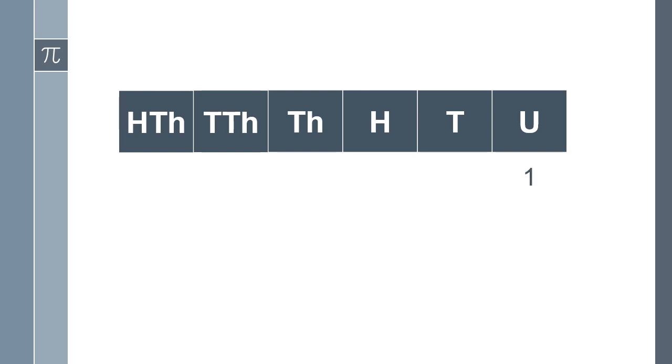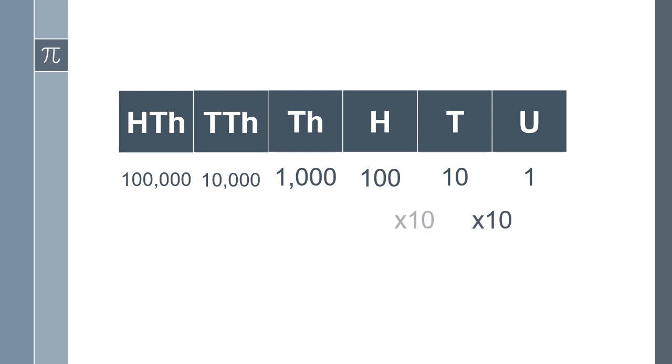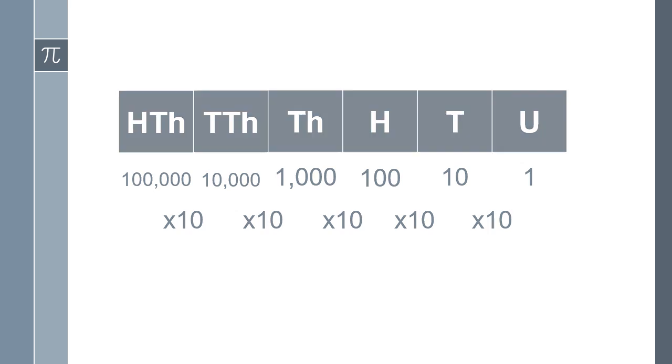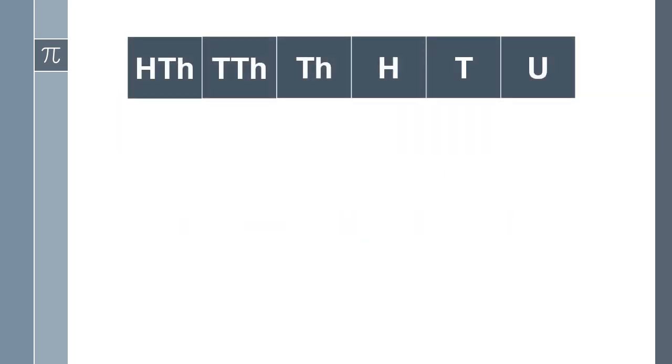So each number in a unit column is worth ones. Each number in the tens column represents tens, hundreds, thousands, 10,000s and 100,000s. And if you notice, these columns go up by 10 each time. So to get from one column to the other, the value multiplies by 10. So let's have a go at putting some numbers into these columns.